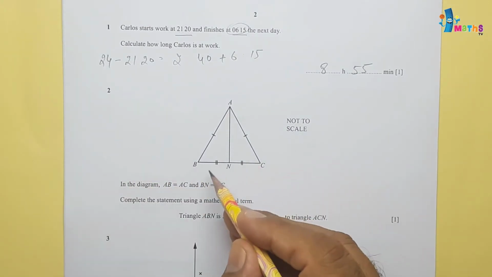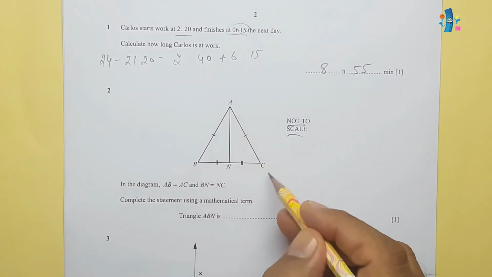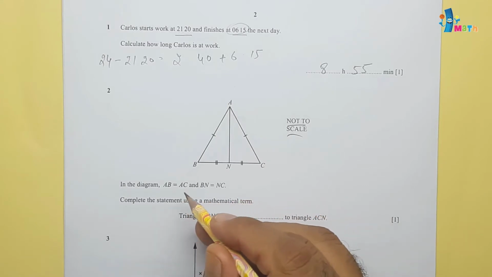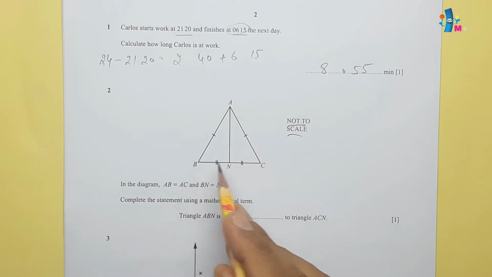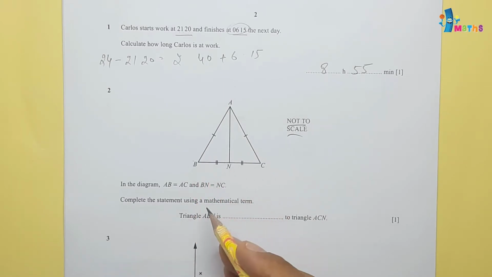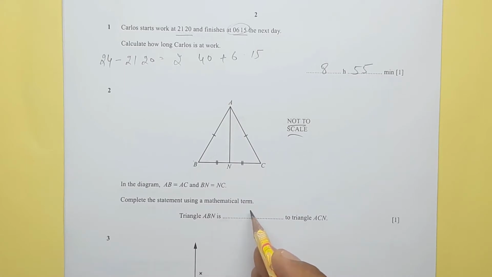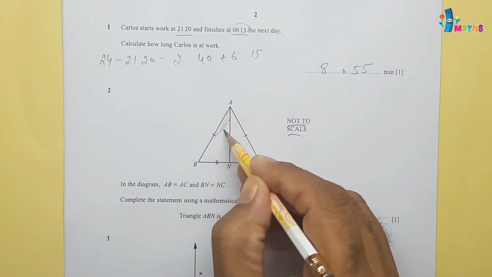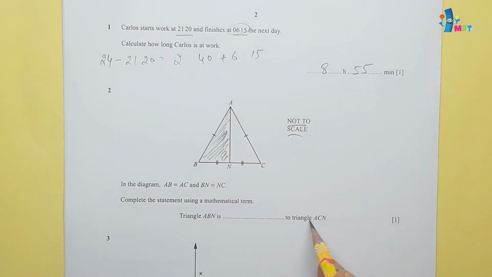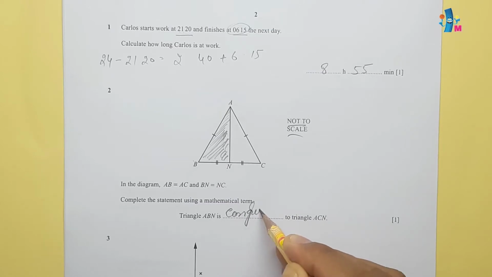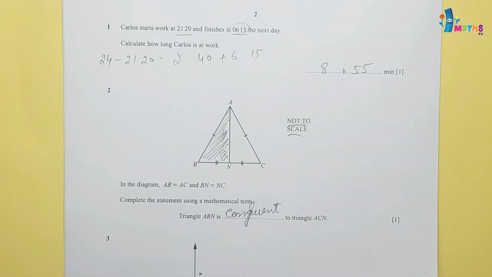Question number 2. This diagram is given, which is not to scale. A, B, C. In the diagram, AB is equal to AC and BN is equal to NC. Complete the statement using the mathematical term: triangle ABN, this shaded triangle, is congruent to triangle ACN.